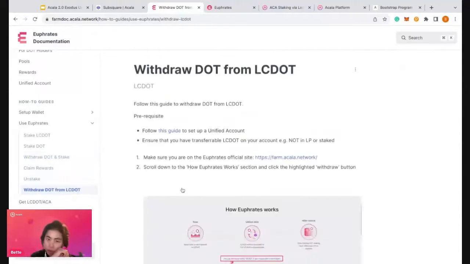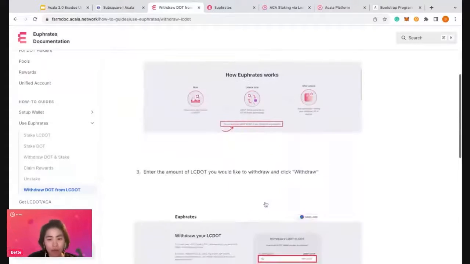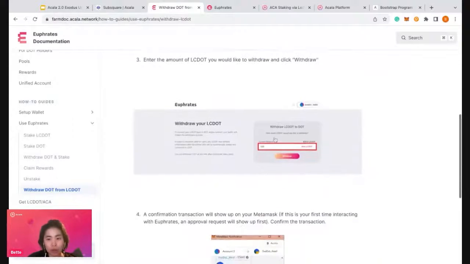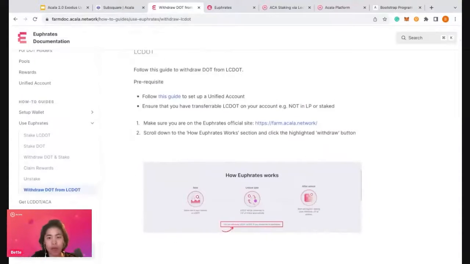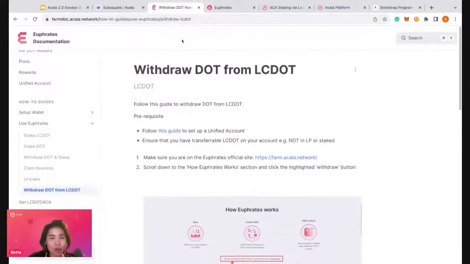Because the unlock hasn't happened, the unlock interface has not gone live yet. But once it's gone live, it will look something like this. You can go on there and hit withdraw, and then you can actually withdraw LDOT to DOT directly, if you don't want to participate in any of the programs there, and why wouldn't you, right? So that's that.